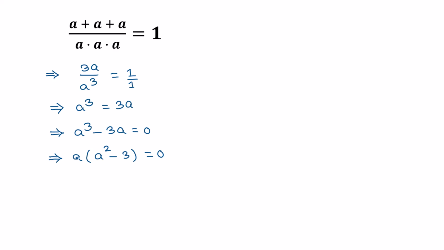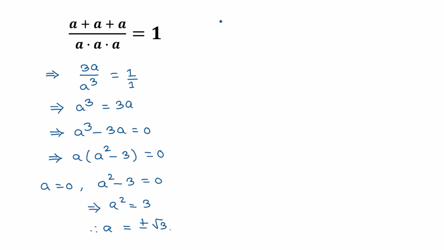So from here, a is equal to 0, or a square minus 3 is equal to 0. Now in this equation, taking negative 3 to the right side, we get a square is equal to 3, and taking the square root on both sides, we get the value of a is equal to plus or minus square root of 3.